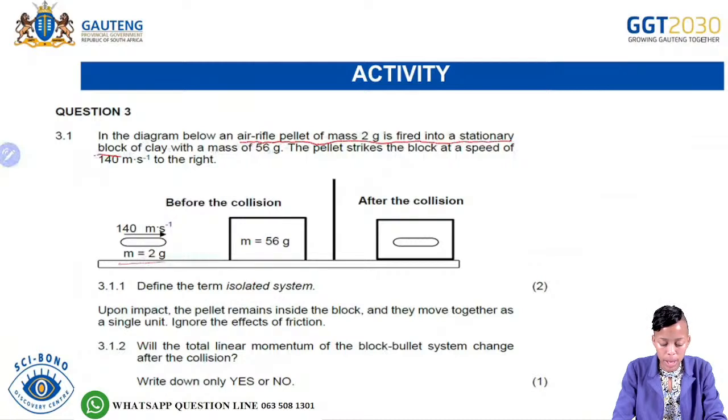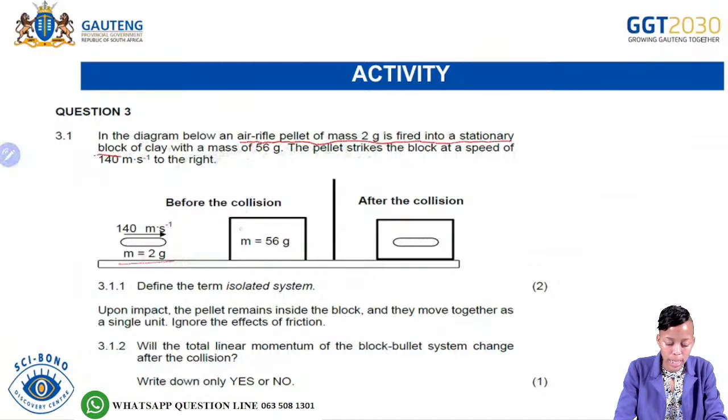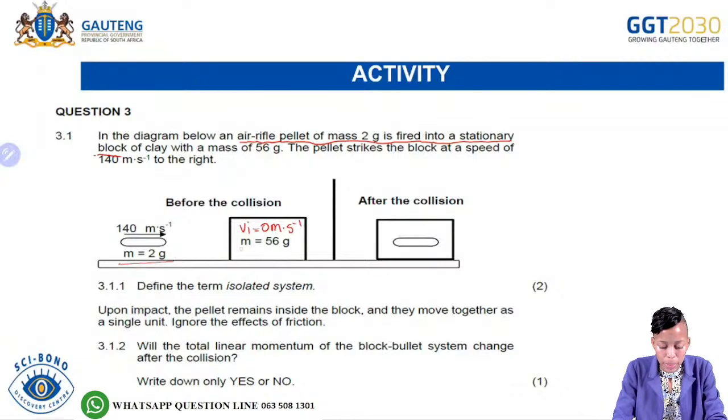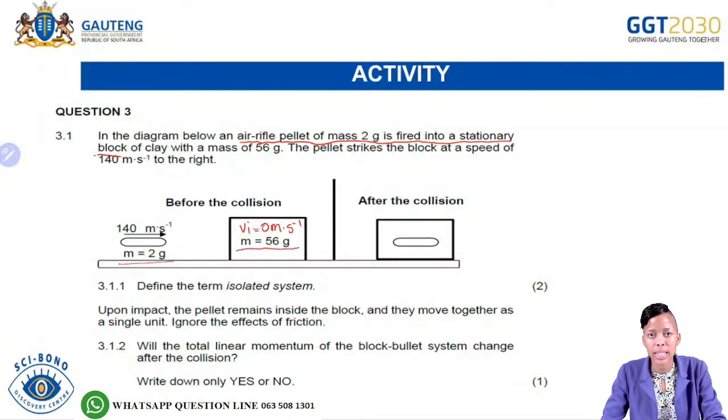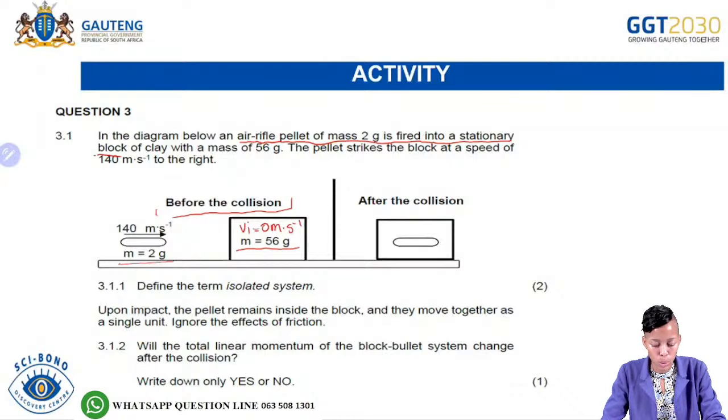We have a mass of 2 grams. And then it says, an air rifle pellet of mass 2 grams is fired into a stationary block of clay. So this block of clay was stationary. If it's stationary, it means that it had a velocity of 0 meters per second. And then this clay had a mass of 56 grams. So the picture is illustrating to us that this is before the collision.